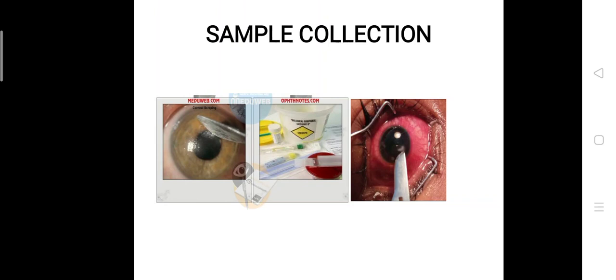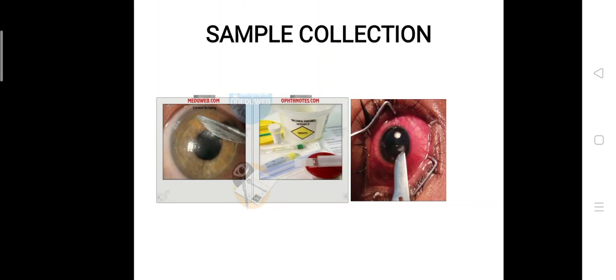So the procedure for this corneal scraping goes like this. You have to firstly inform the patient about the procedure, risks and benefits, and obtain proper consent before proceeding. Then also instill the topical anesthetic. Proparacaine is preferred over other anesthetics, as it is less bactericidal.